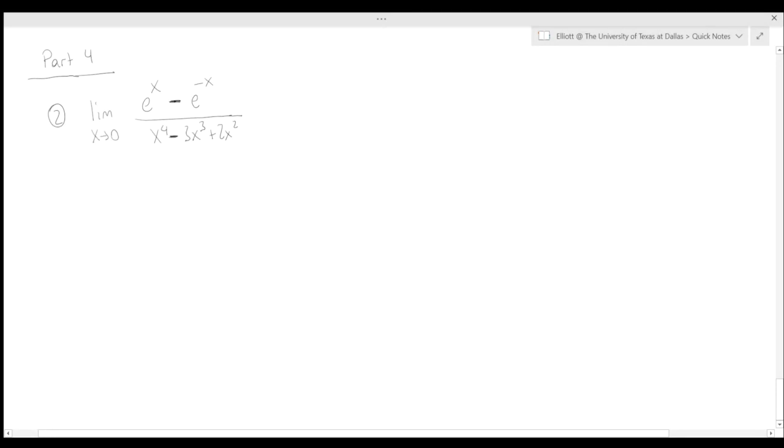All right, and let's see how this problem is going to work. So first, if we plug in 0 for x, e to the 0 is 1. So you're going to get 1 minus 1, which is 0. Here, if you plug in 0 into the denominator, you also get 0.